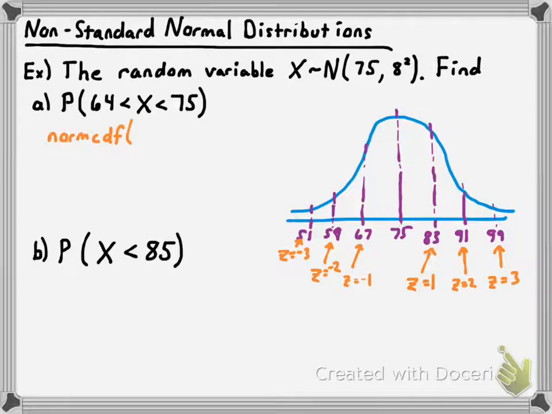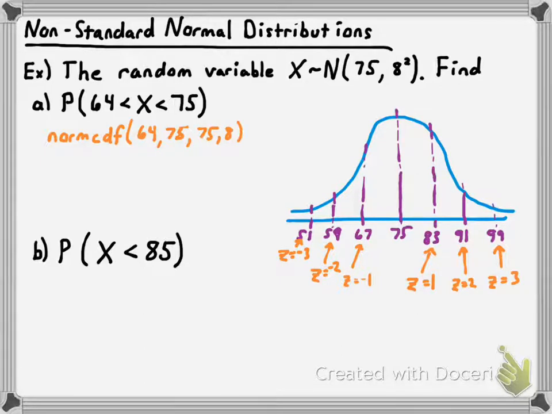And remember, the way that you use that is you say what is the lower boundary and the upper boundary for the value you're trying to find the probability of. We're saying that x has to be somewhere between 64 and 75, so we'll put 64, 75. And then remember, you also have to tell your calculator what the mean and standard deviation for your normal data set is. And in this case, that is 75 and 8.